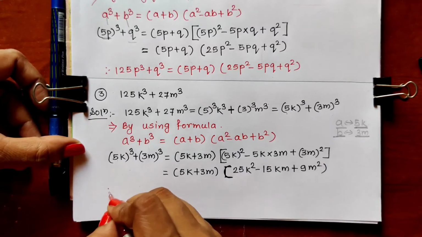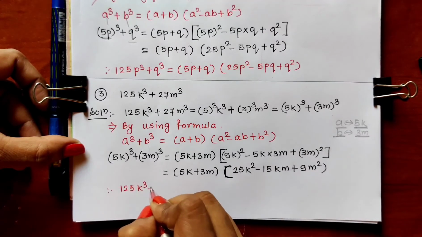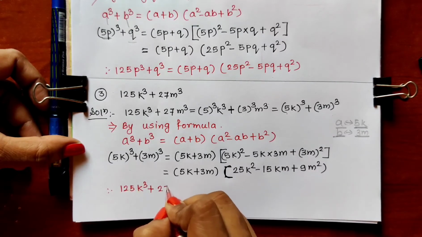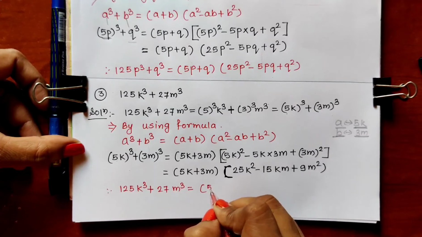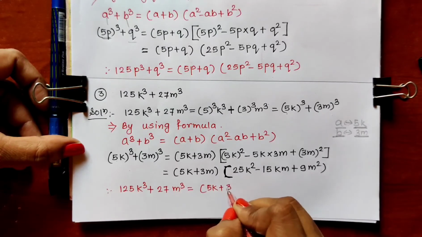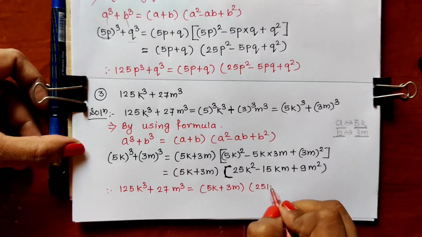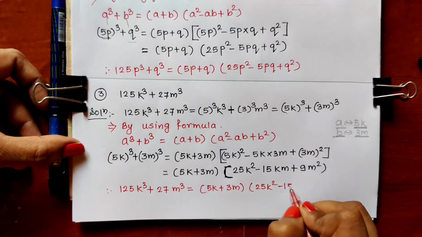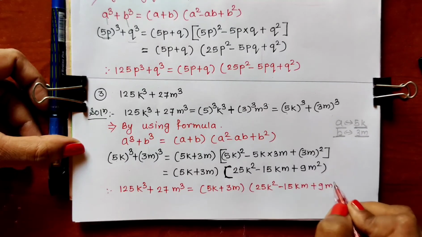Again we will be writing the answer properly. 125k cube plus 27m cube. The factors are (5k plus 3m) in the first bracket, and in the second bracket (25k square minus 15km plus 9m square).